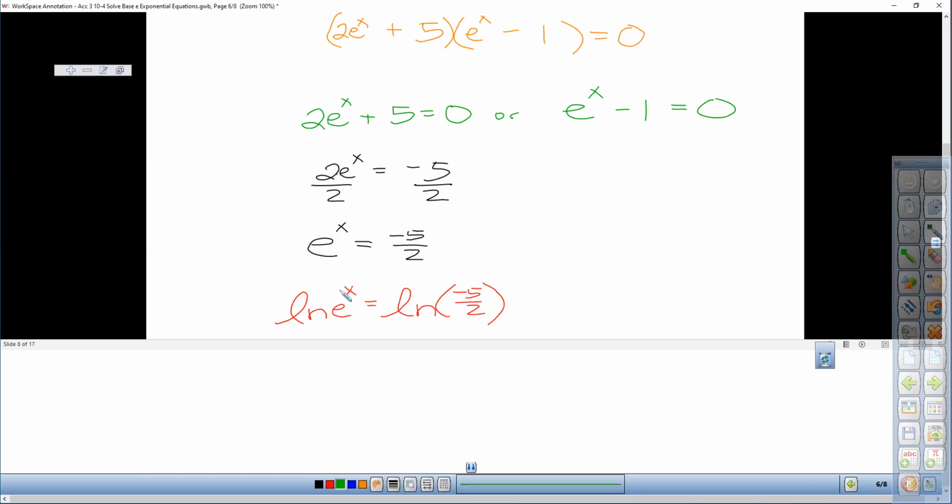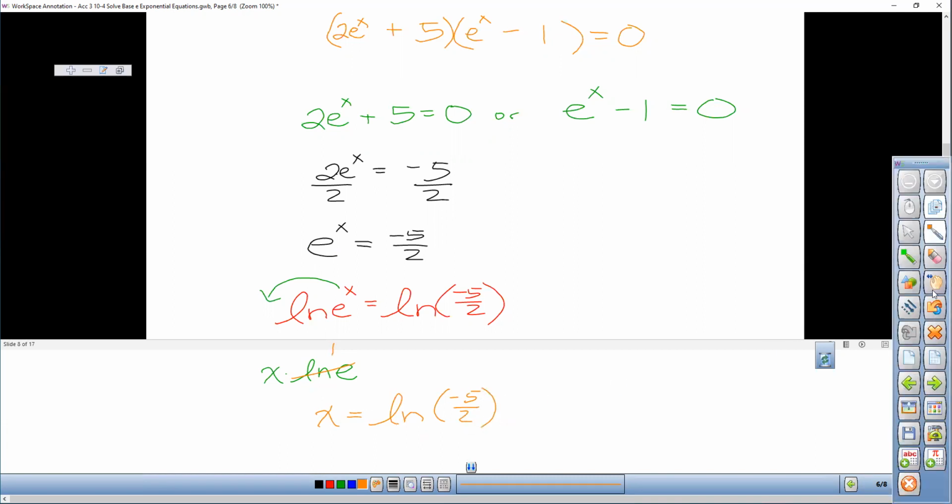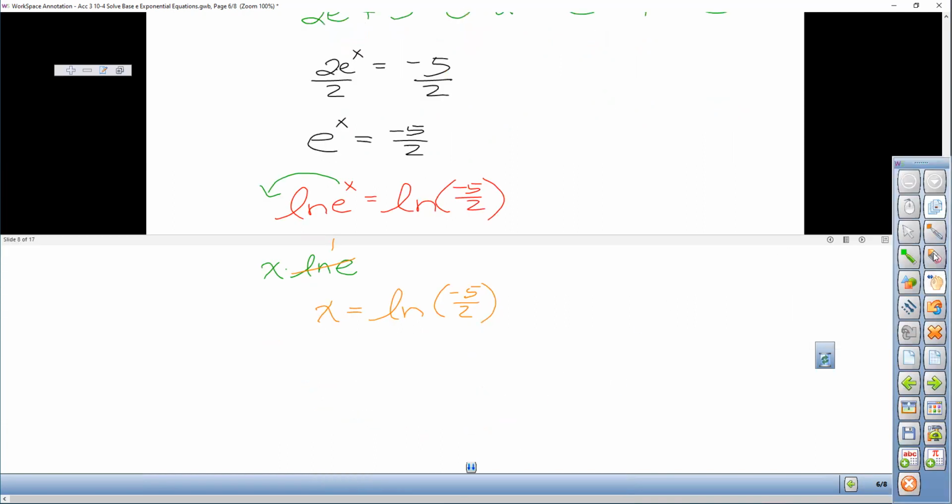We can undo our exponent using the power property of logarithms. Simplifying that gives us x equals the natural logarithm of -5/2. All right, here's where our understanding of logarithms and its parts is super important. This is actually part of our number sense as applied to logarithms.